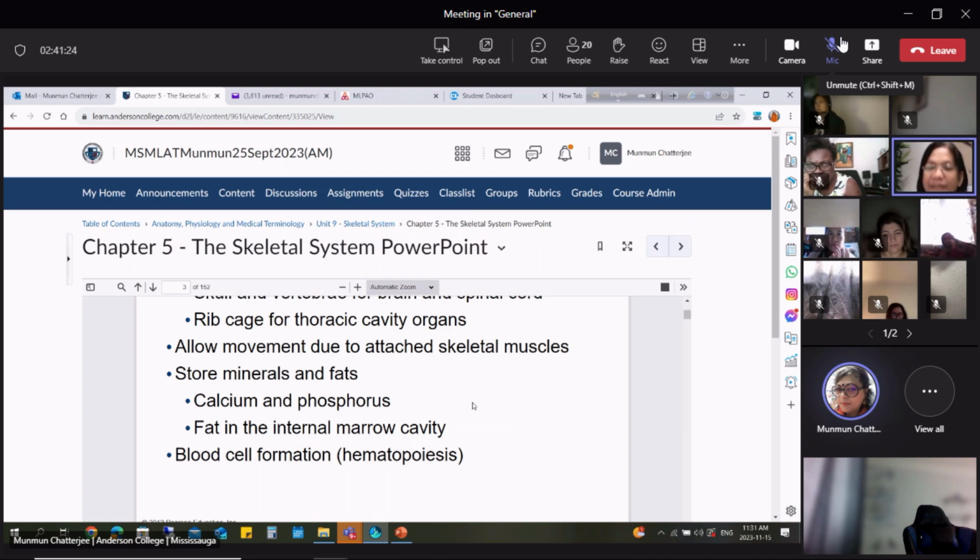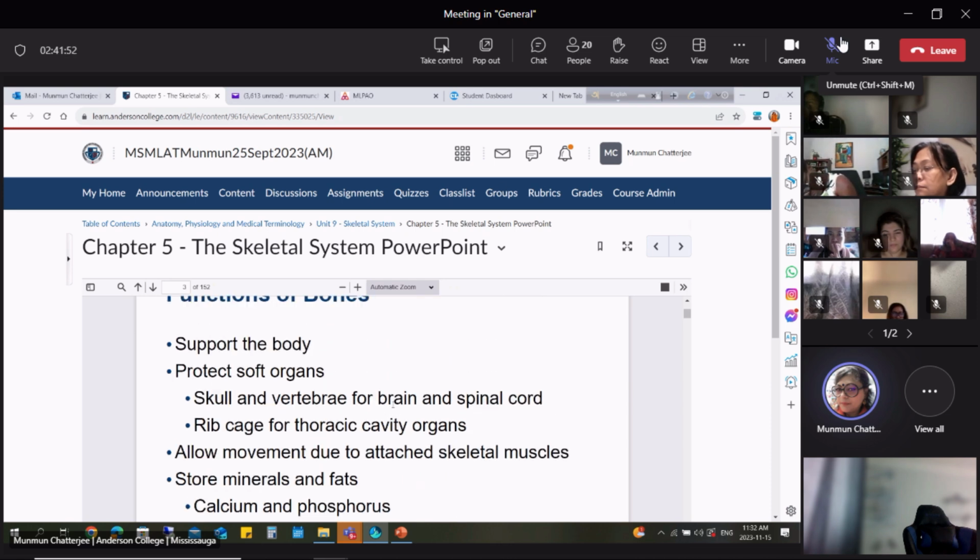Don't get confused. If they give you formation of white blood cells, and give the options hematopoiesis, leukopoiesis, erythropoiesis, your answer is going to be leukopoiesis. Say for example, blood cell formation: hematopoiesis, leukopoiesis, thrombopoiesis. What is going to be the answer? Hematopoiesis. Clear? Okay, got it? So those are the very specific points I'm focusing on.